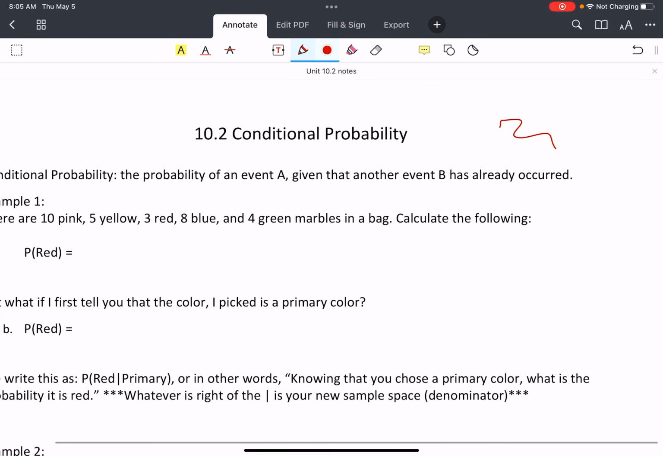I can maybe narrow down my choices. That's what a conditional probability is. So what that does is it will change sometimes our total, our denominator.